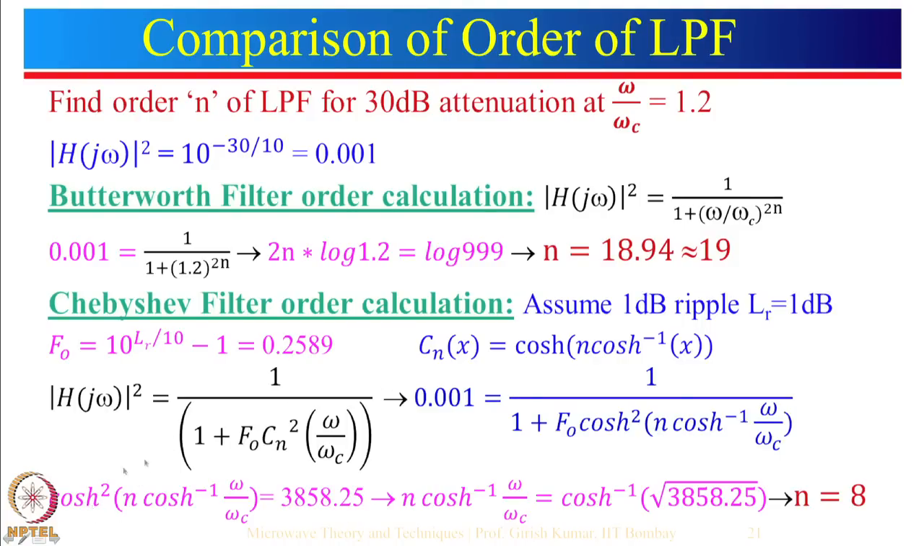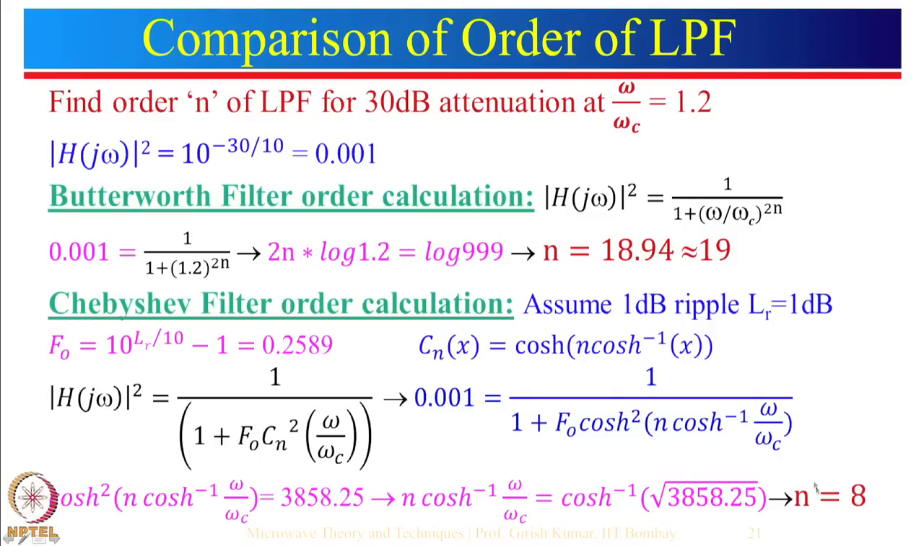With simplification, you get over here, and then what you do for this particular term, next simplification is you take cos hyperbolic inverse of this particular term after taking a square root. So, this is what the term is, that is on the left hand side. Simplify for n, you will get n equal to 8. So, you can actually see that to realize this particular response, if we use Butterworth concept, we would need an order of filter which is 19. Whereas, if we use a Chebyshev filter, we would require an order of only 8.